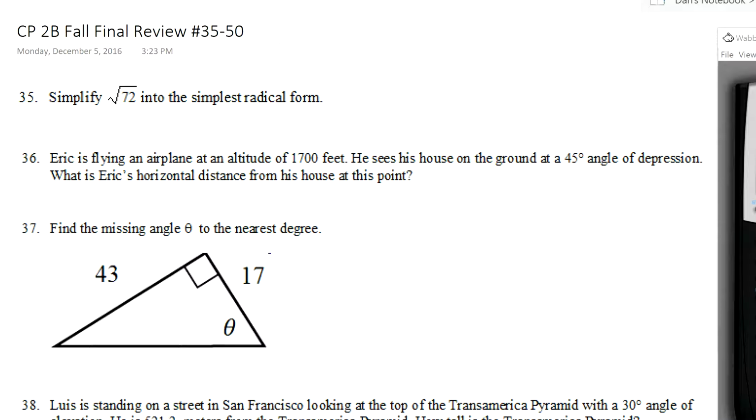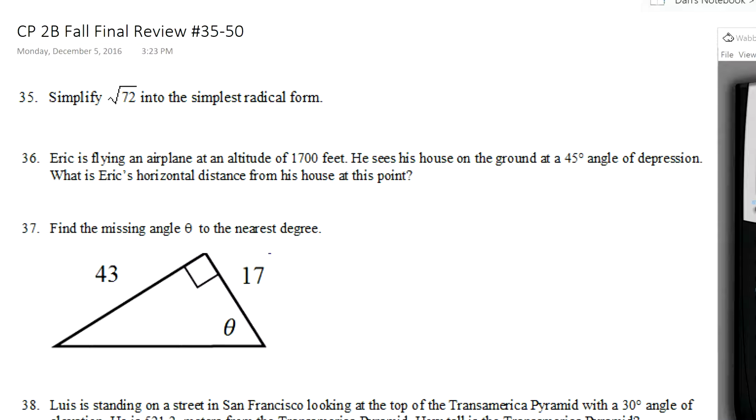Okay, welcome to part 3 of our Math 2B Fall Final Review. This is covering numbers 35 to 50. So we're talking about 35 here. Simplify root 72 into the simplest radical form.